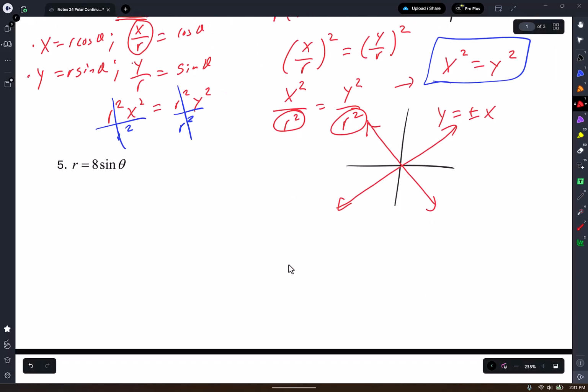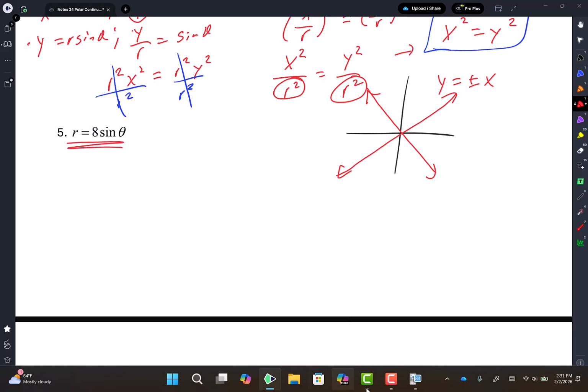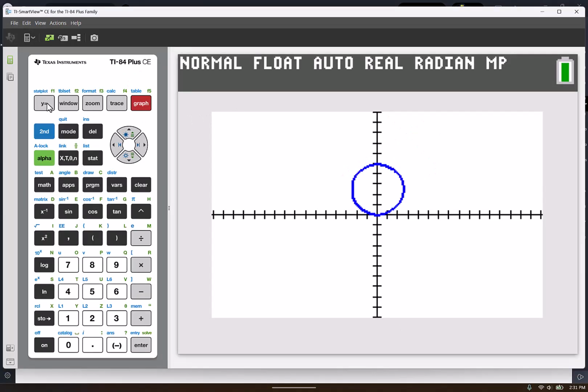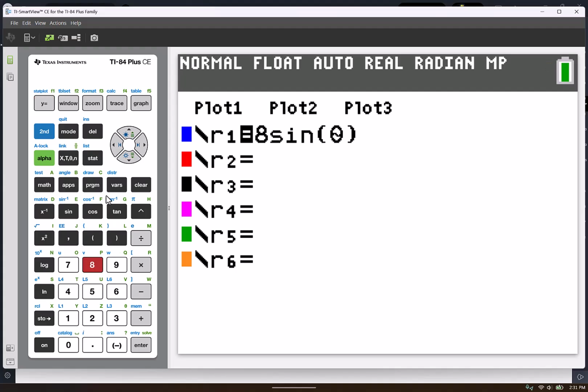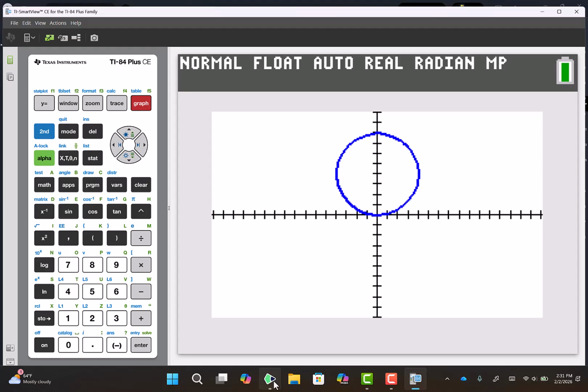R equals 8 sine theta. You already know that's a circle with a diameter of 8, symmetric on the y-axis. Anyways, they don't want that. Do you guys remember that this is a circle? I'm going to go ahead and show you two ways. So here it is, 8 sine theta. Check it out. It's a circle. Diameter is 8. How would I get the calculator to graph this? I'm going to show you right now.